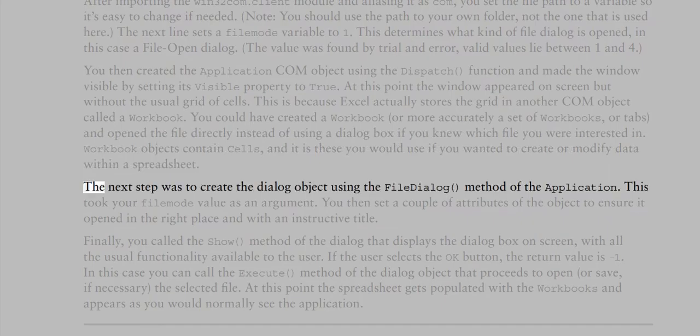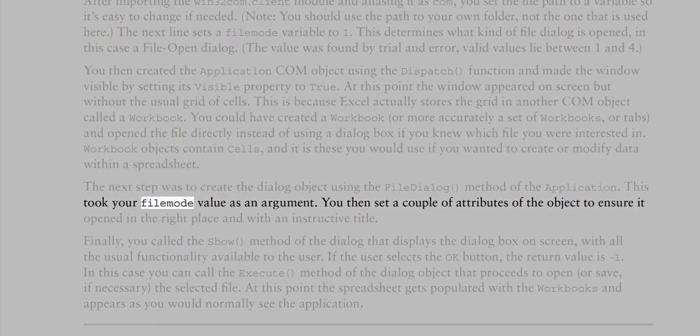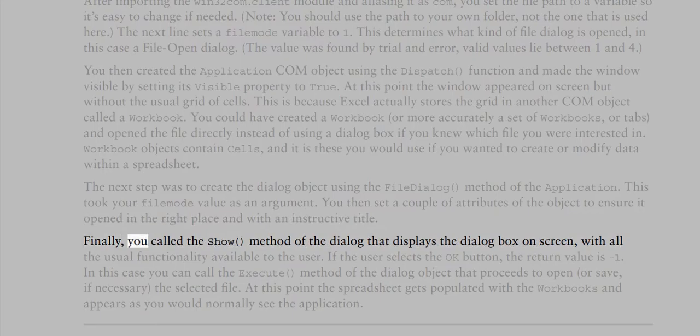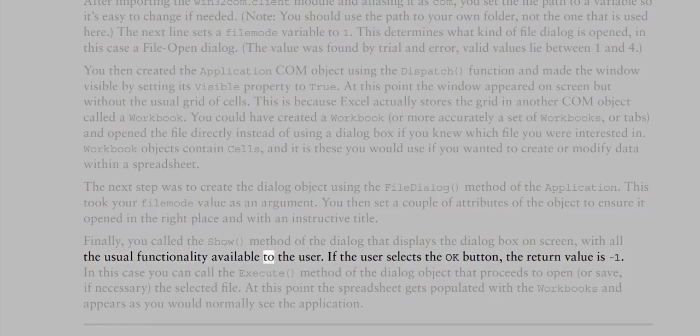The next step was to create the dialog object using the FileDialog method of the application. This took your file mode value as an argument. You then set a couple of attributes of the object to ensure it opened in the right place and with an instructive title. Finally, you called the Show method of the dialog that displays the dialog box on screen, with all the usual functionality available to the user.